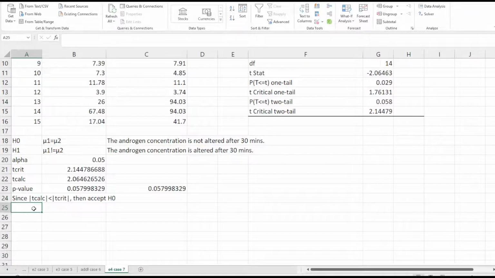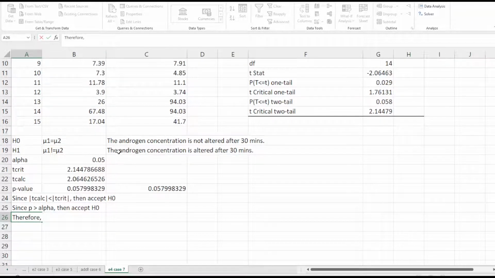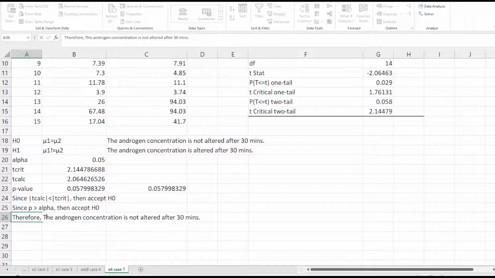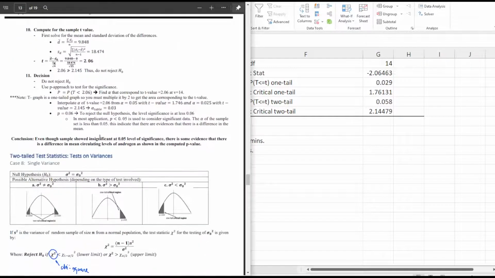Okay? Tapos next is since pwede rin p-value, no? P-value or just p. P is greater than alpha. Then we arrive at the same conclusion, no? Then accept H naught. Okay? Therefore, ang conclusion natin is, therefore, we make an engineering conclusion that we accept H naught, so therefore the androgen is not altered after 30 minutes.